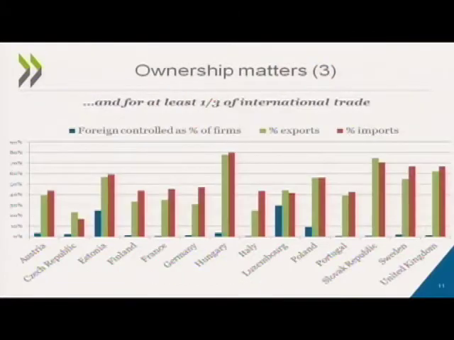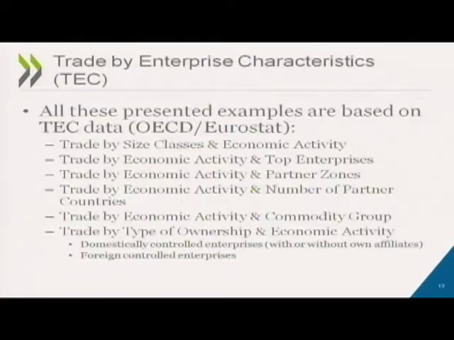And also, in particular, again, linking this to trade, we see, and this is information from the recent TEC information, that foreign-controlled firms also account for a very large share of exports. And we're talking about at least 1/3, but in many countries, half or even more. So the examples that I showed you are all examples or graphs that we've made from our TEC data, our trade by enterprise characteristics data.